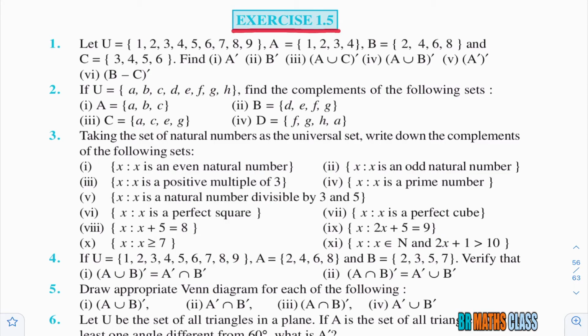This is exercise number 1.5. In this exercise number 1.5, most of the problems are based on complement of a set. Before starting this exercise, it is important that you are good in the definition of a complement of a set and you know how to calculate the complement of a set. Let's see the solution of the first question.